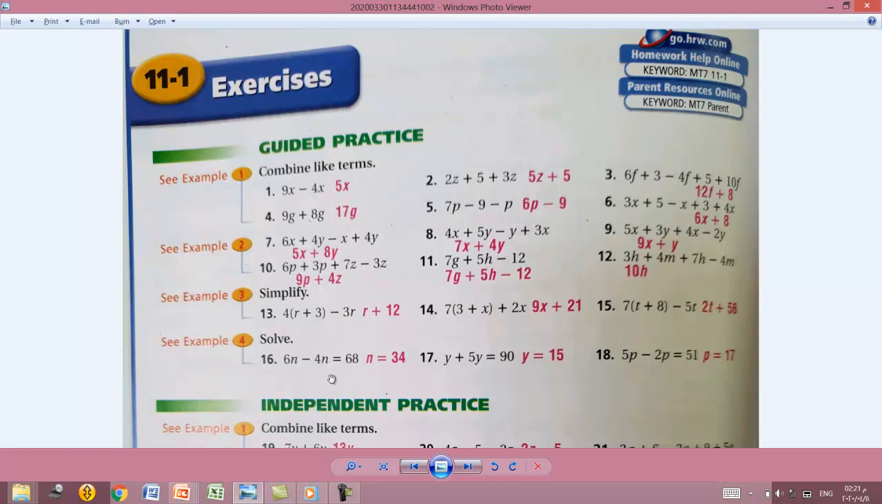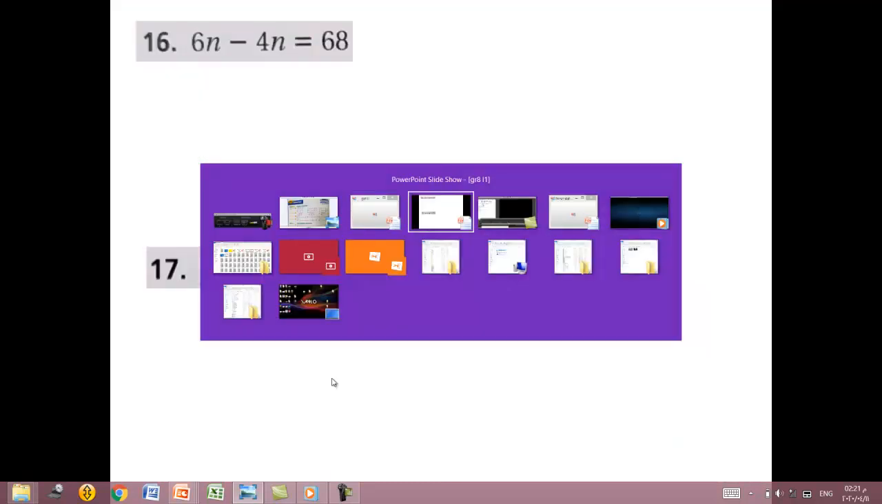Okay, let's solve. 6n minus 4n equals 68. What we will do here is combine the like terms. Where are the like terms? 6n and negative 4n. They are like terms, okay? 6 minus 4 is 2. So 2n equals 68.